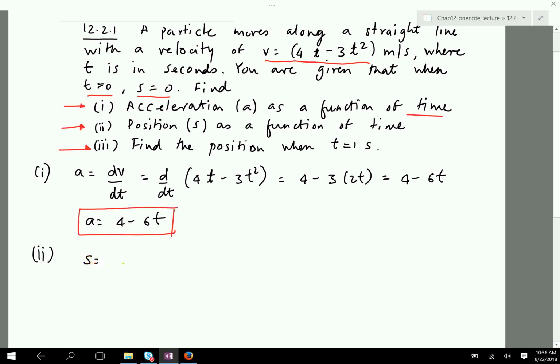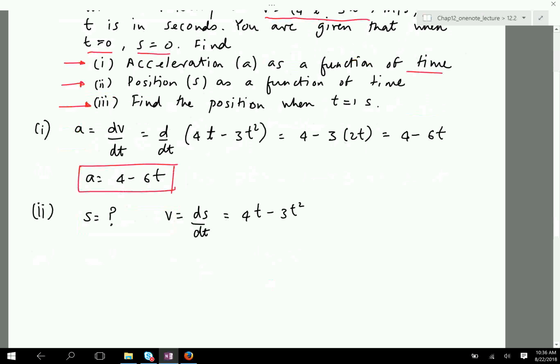So you have to find the position as a function of time. Okay, how will you get the position? Integrate, right? So the definition of velocity is the change of displacement, ds dt equals 4t minus 3t square. So we can integrate this. Going to integrate this.